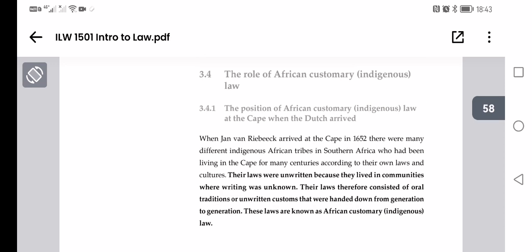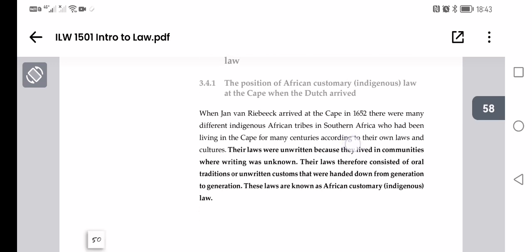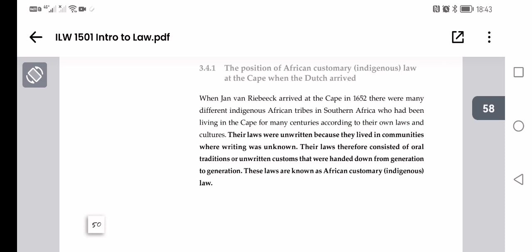The role of South African customary indigenous law. The composition of African customary indigenous law at the Cape when the Dutch arrived. When Jan van Riebeeck arrived at the Cape in 1652, there were many different indigenous African tribes in southern Africa who had been living in the Cape for many centuries according to their own laws and cultures.